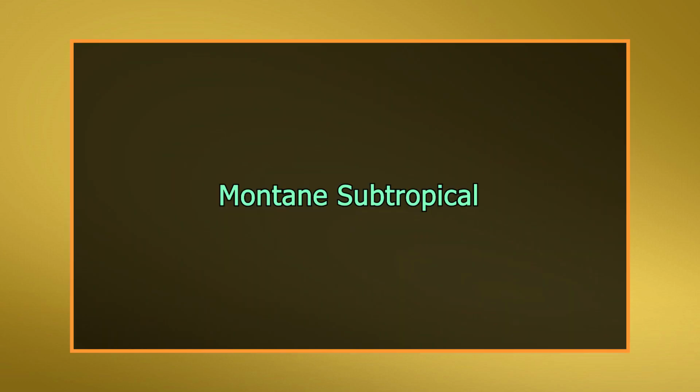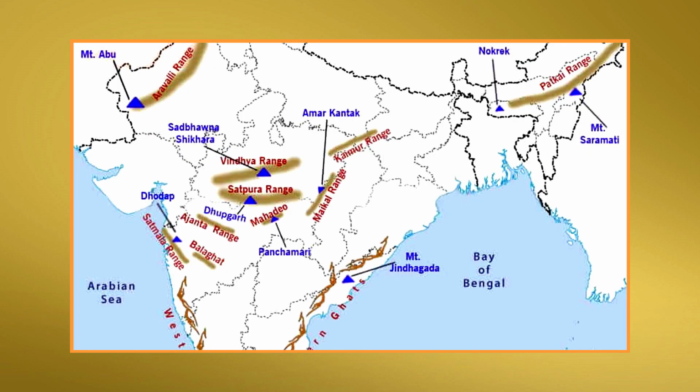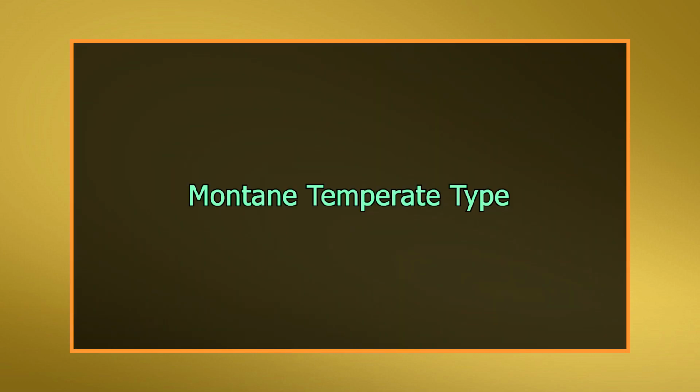Dear students, now we are going to talk about the montane subtropical type. The subtropical types are rainforests having a stunted growth. The two main areas where they are found are the Nilgiris and Anamalai Palani hills in the south. It may have covered the Satpura and Maikal hills and Mount Abu in the past, though most of it has now vanished.